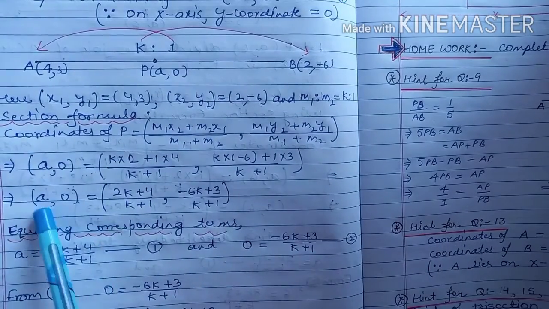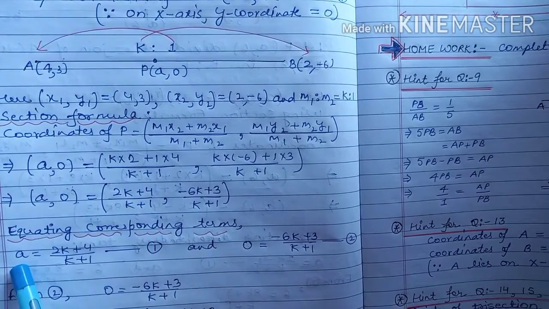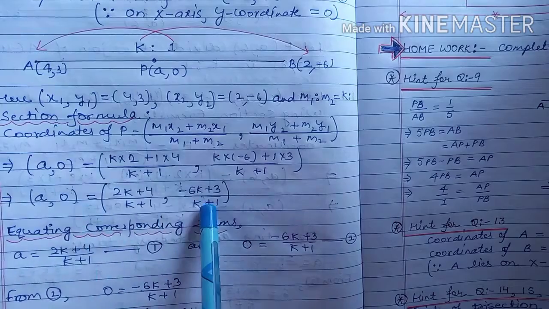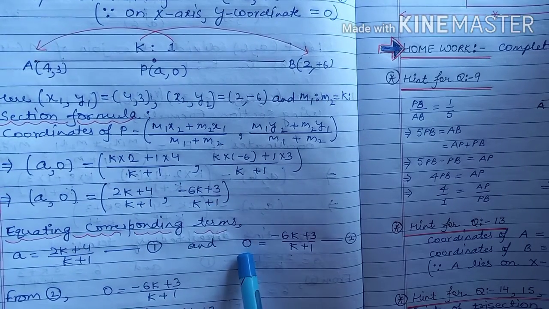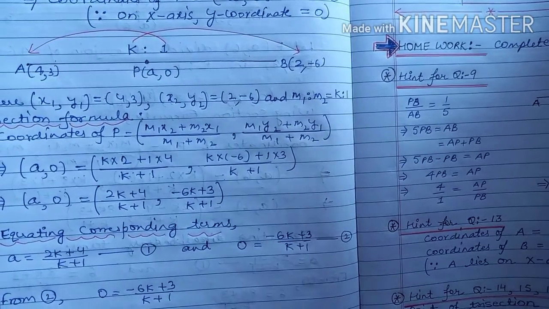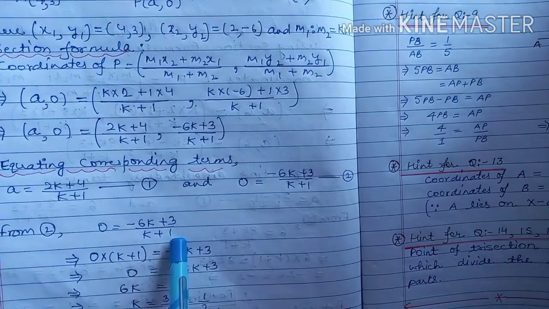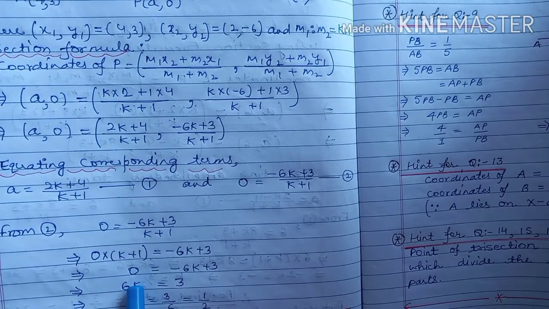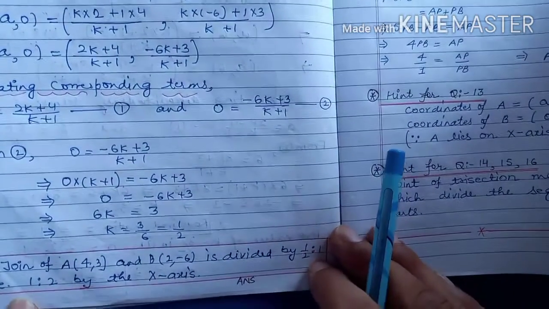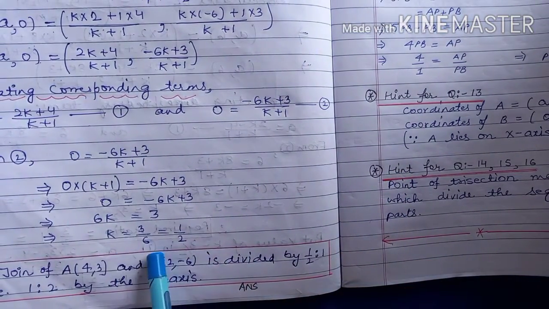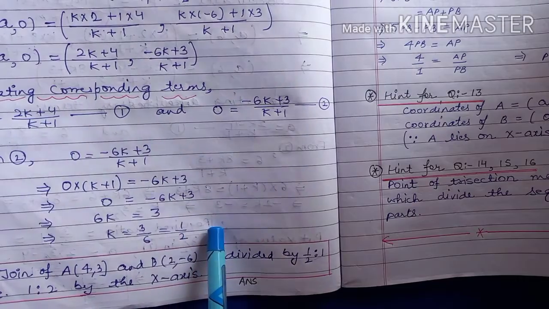So x coordinates of both sides are equal. So it is a equal to (2k plus 4) over (k plus 1). Name this one. And y coordinates are also equal. So it is 0 equal to (minus 6k plus 3) over (k plus 1). Name this 2. So first we take equation number 2 in order to find the value of k. Simplify, cross multiply, 0 into (k plus 1) is 0. Shift 6k to the left hand side, 6k is equal to 3. So k is equal to 3 by 6. And 3 and 6 cancel, it is 1 by 2.